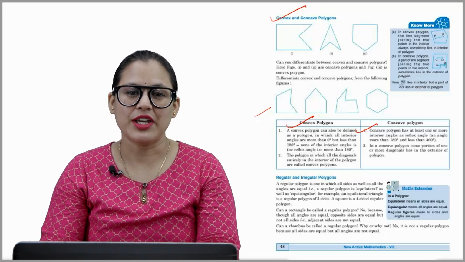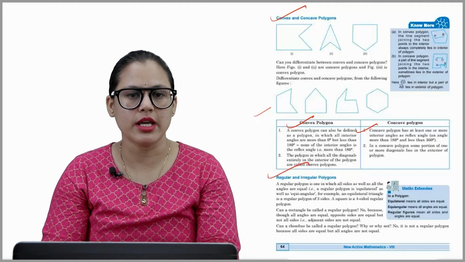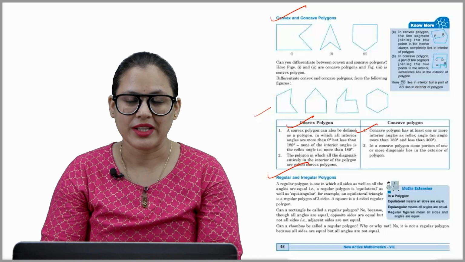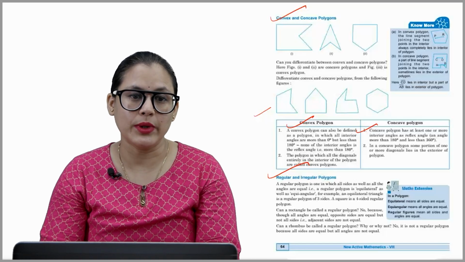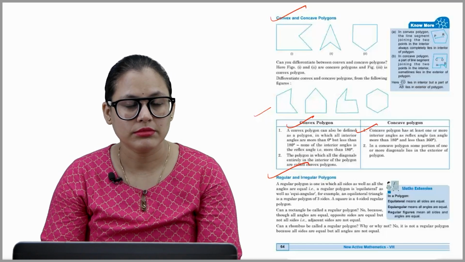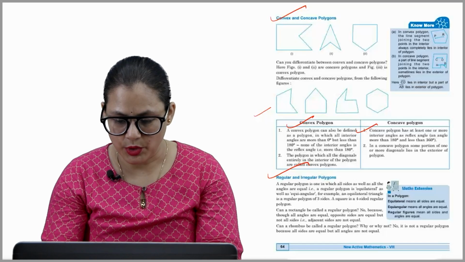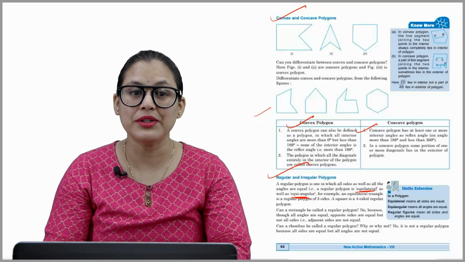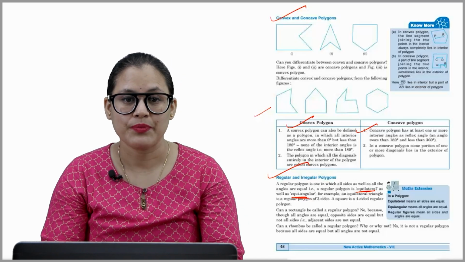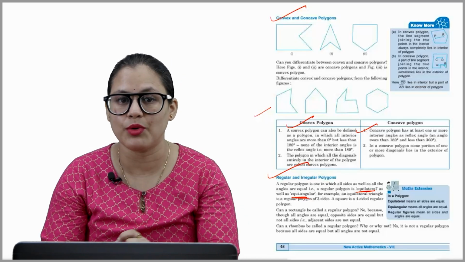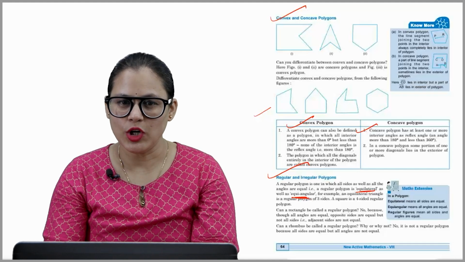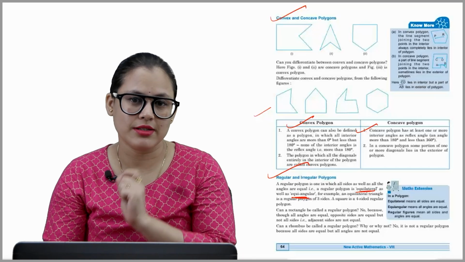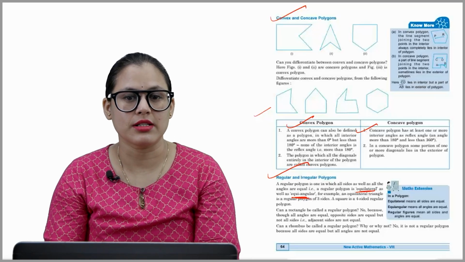Now, regular and irregular polygons. A regular polygon is one in which all sides as well as all the angles are equal. That is, a regular polygon is equilateral as well as equiangular. Are you getting it? For example, an equilateral triangle is a regular polygon of 3 sides. A square is a 4-sided regular polygon. Can a rectangle be called a regular polygon? No, because though all angles are equal, here the opposite sides are equal but not all sides. That is, adjacent sides are not equal.